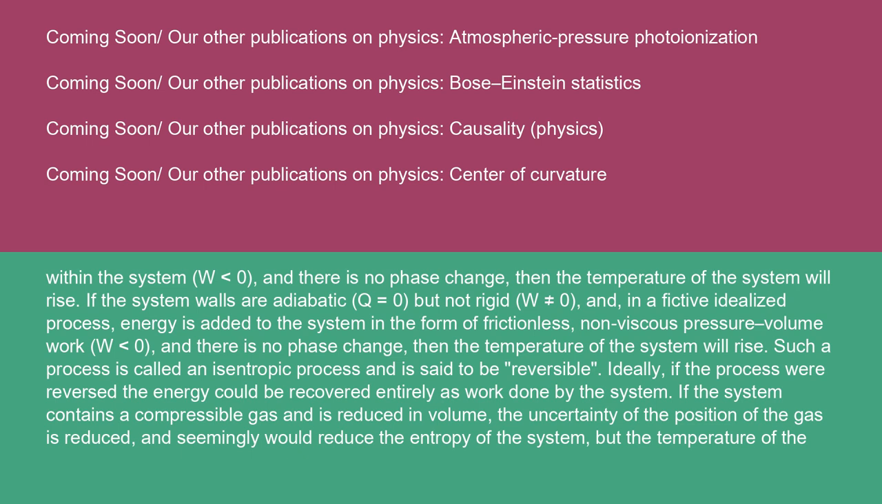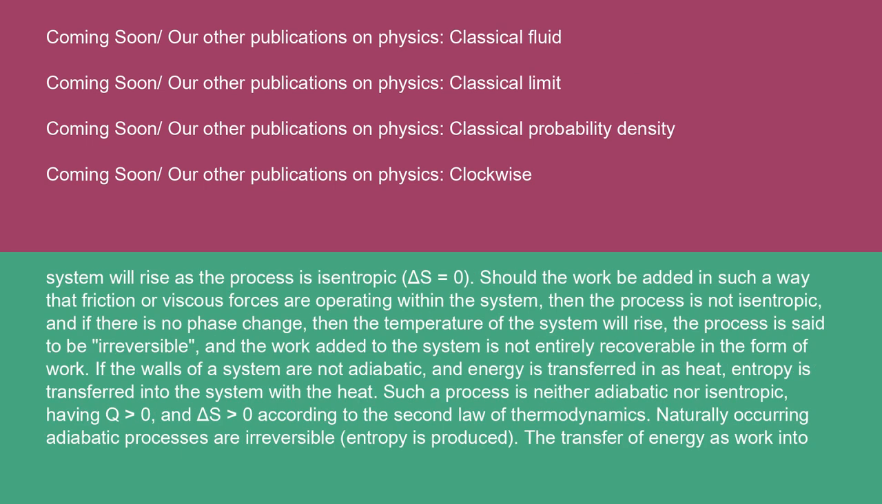If the system contains a compressible gas and is reduced in volume, the uncertainty of the position of the gas is reduced and seemingly would reduce the entropy of the system, but the temperature of the system will rise as the process is isentropic, delta S equals zero.